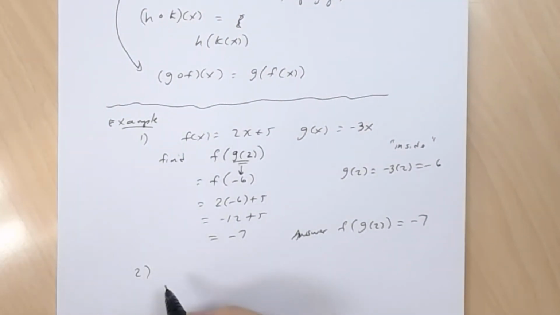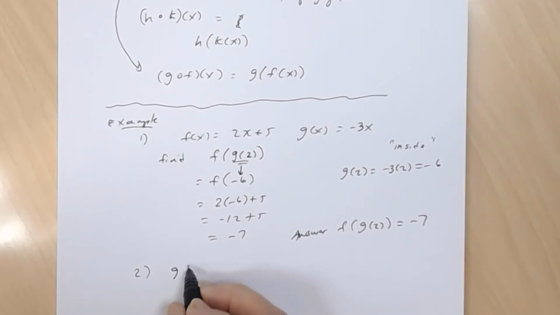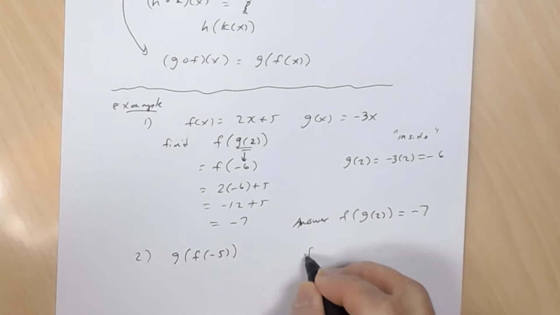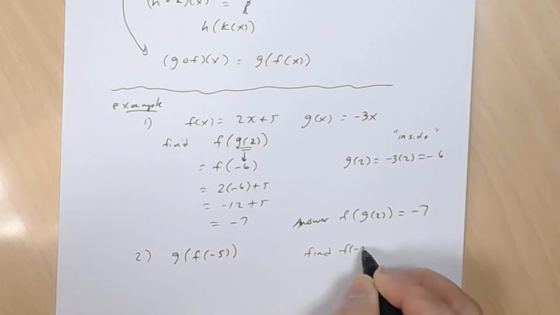Supposing number 2, though, I want to find g of f of, let's say, negative 5. Okay? G of f of negative 5. Same idea. You've got to look for your inside first. So which one's the inside? F of negative 5. So I find f of negative 5 first.